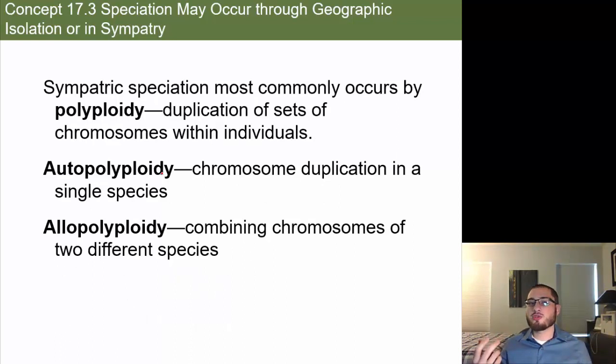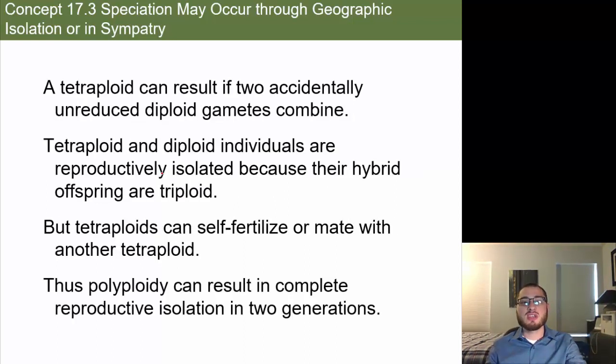So you also have sympatric speciation occurring through polyploidy, which is a duplication of sets of chromosomes within a species. Once you duplicate the chromosomes, it makes it more difficult for reproduction to occur and for the genetics to mix. You have autopolyploidy, which is chromosome duplication in a single species. Allopolyploidy is combining chromosomes of two different species. A tetraploid can result from two accidentally unreduced diploid gametes combining, which we don't really talk about too much, but just something to keep in mind.